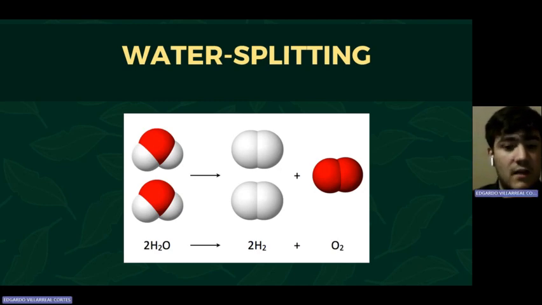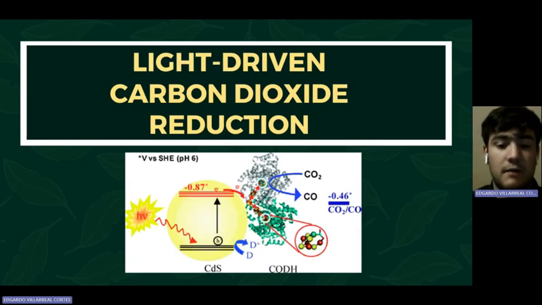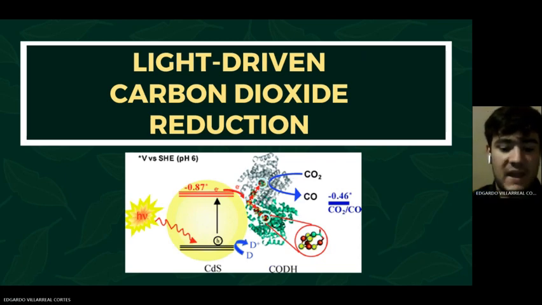The second example is light-driven carbon dioxide reduction. This helps to get energy using carbon dioxide in a reduction reaction. It is not as efficient as water splitting, because most reactions need the hydrogen derived from water to do other reactions.